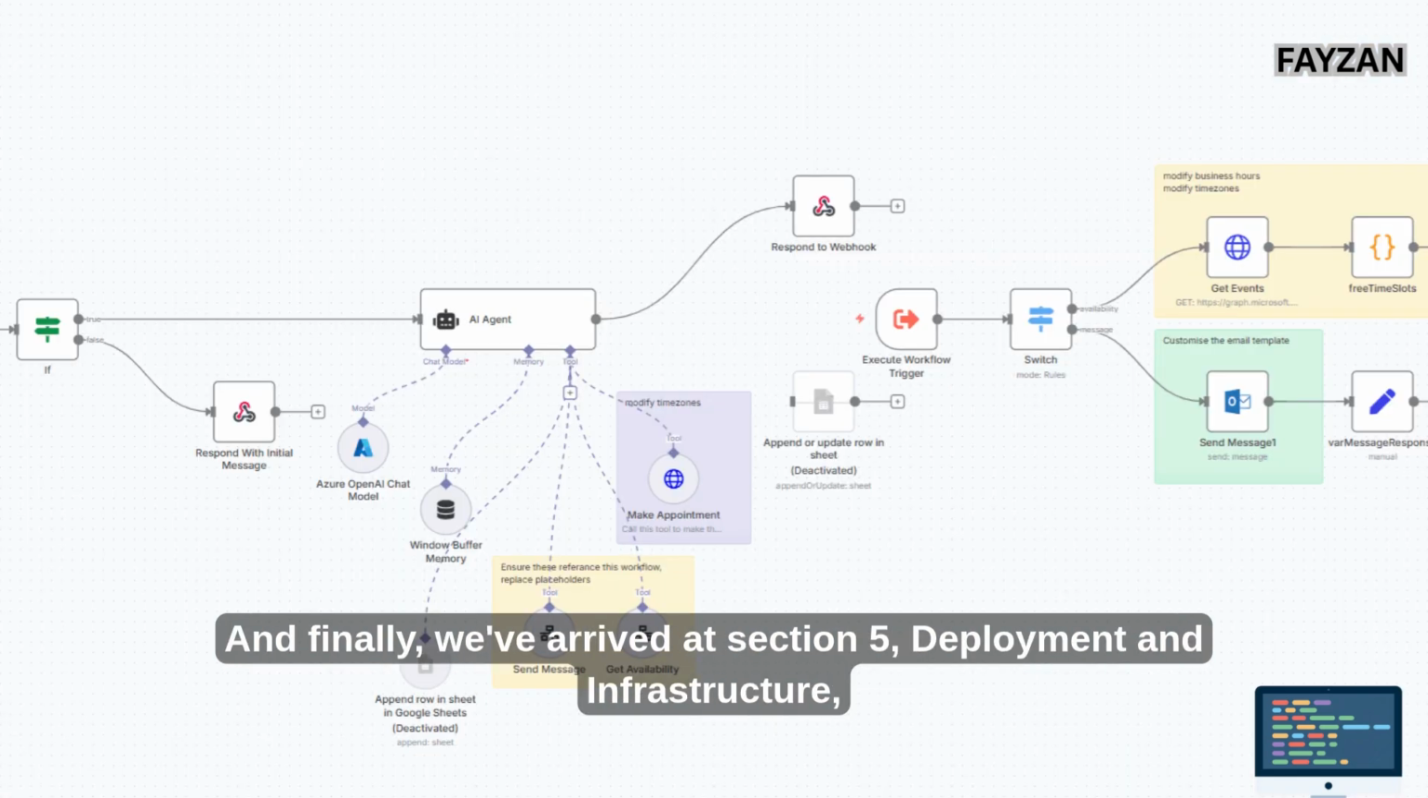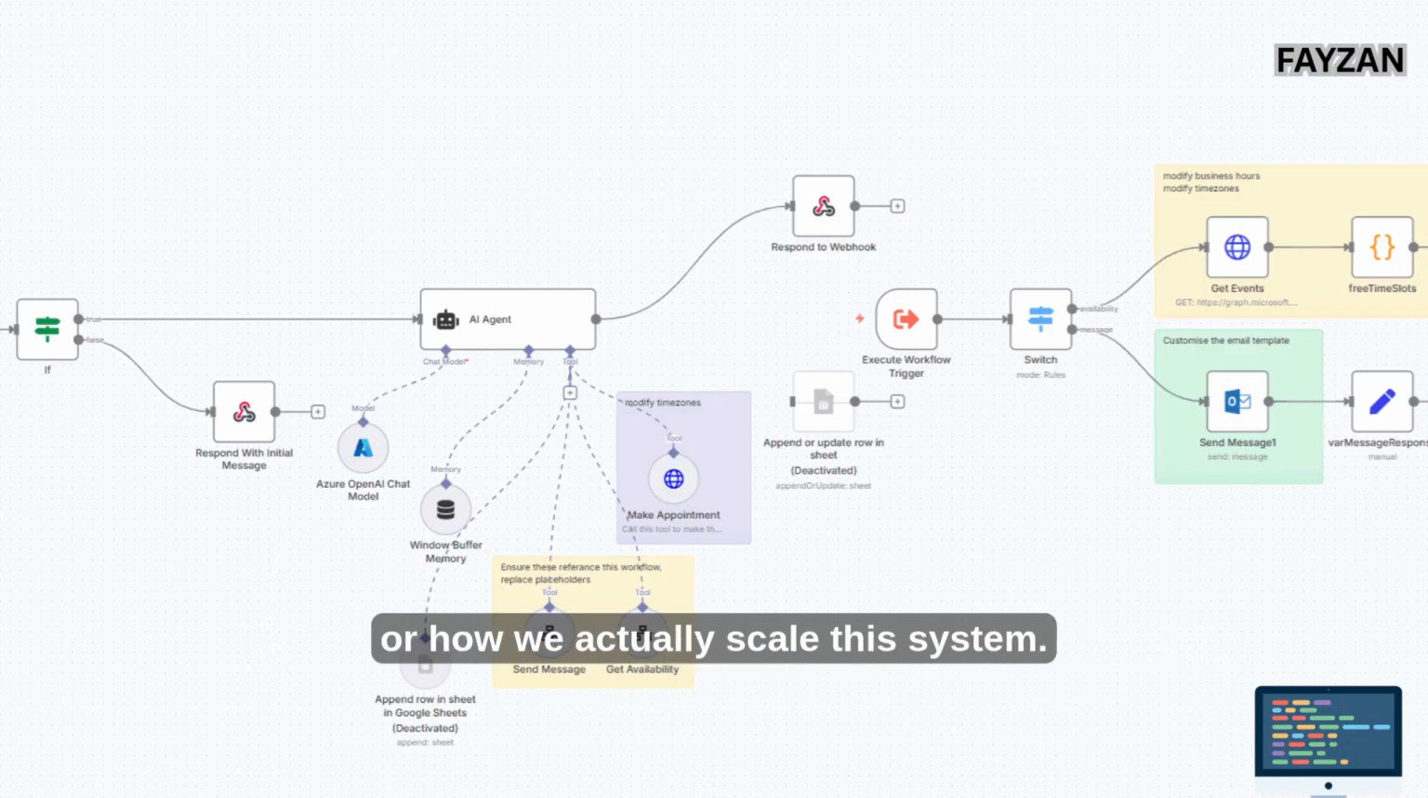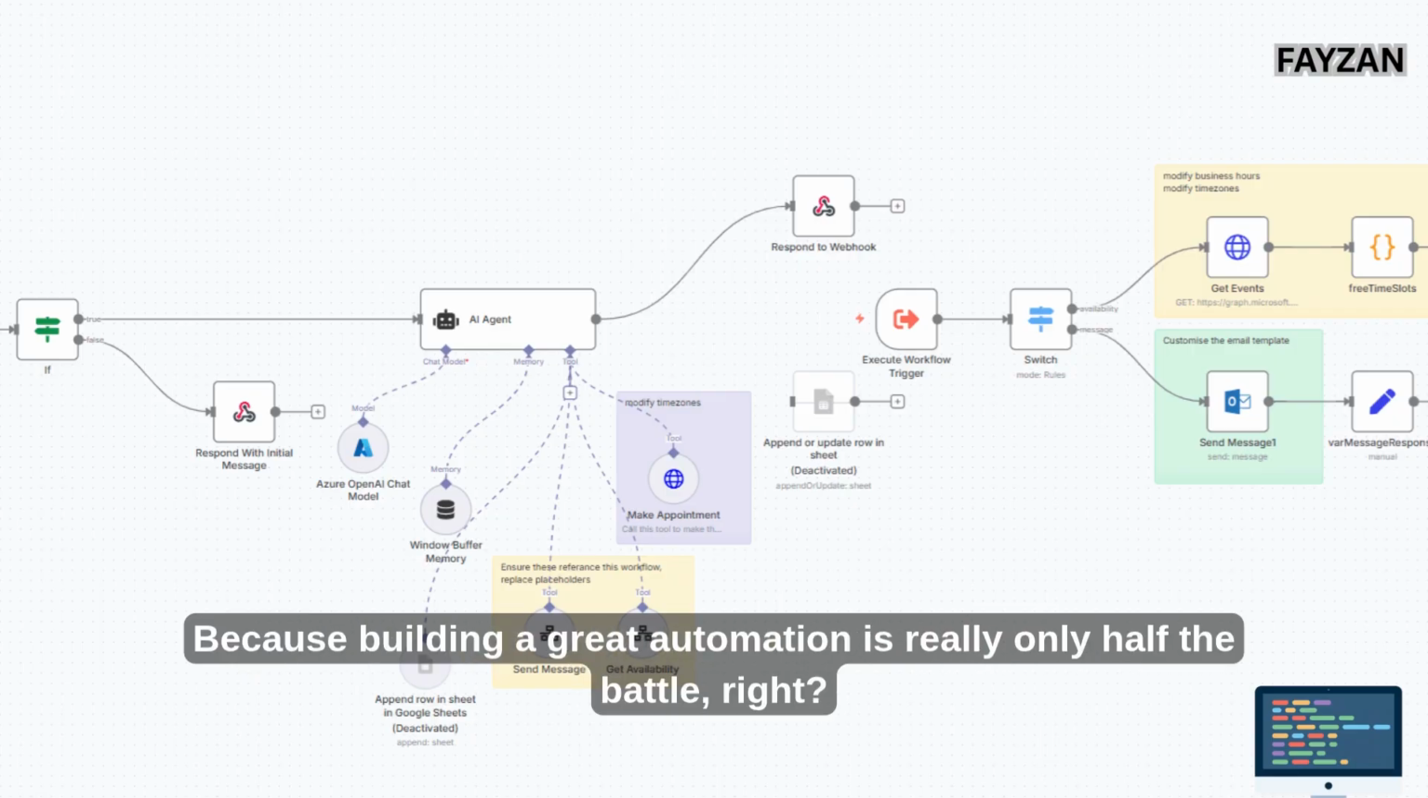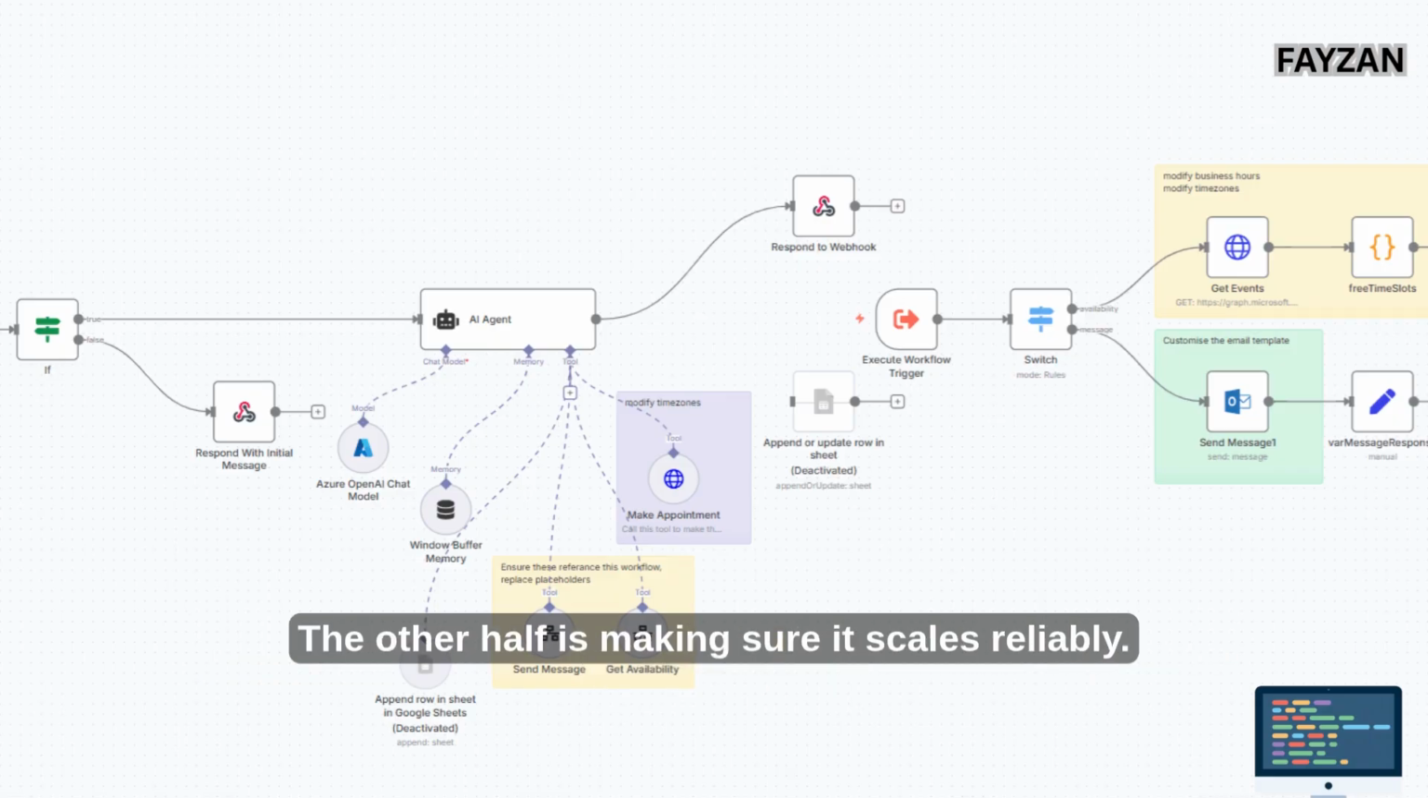And finally, we've arrived at Section 5, deployment and infrastructure, or how we actually scale this system. Because building a great automation is really only half the battle, right? The other half is making sure it scales reliably.